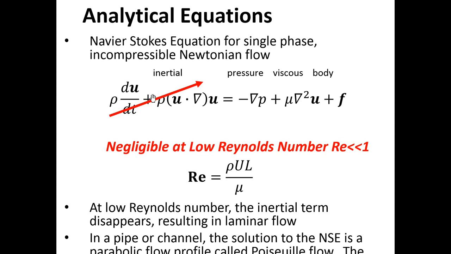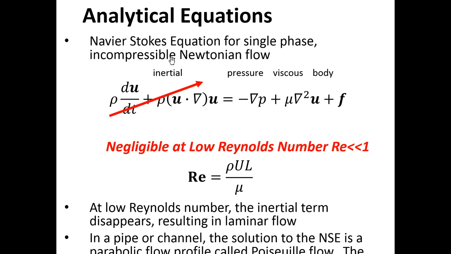Because you don't have this material derivative term to deal with, and you don't have this time derivative to deal with either. So in terms of analysis, it takes out the two most complicated parts of that partial differential equation. It makes flow very easy to analyze in a microfluidic device, and it also makes the flows much more predictable.